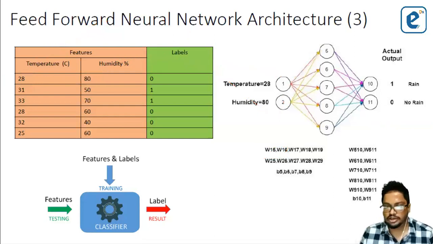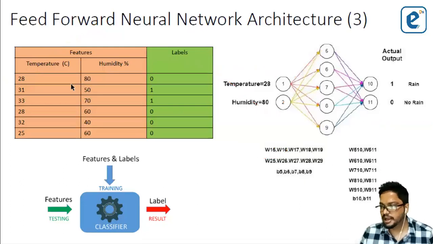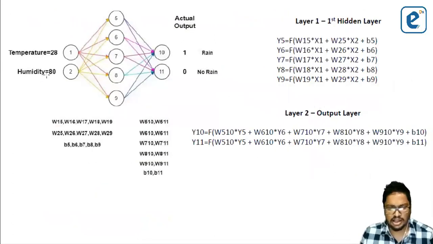So what did we do next? I applied the values 28 and 80 to the neural network. This is how neural networks are trained, and the values will be forward propagated. How are they going to be forward propagated? The 28 value will be going through this set of neurons, this one, this one, this one, this one, and this one.